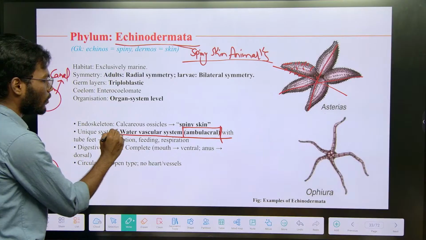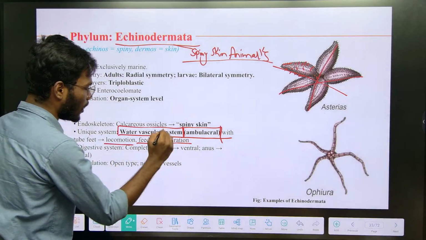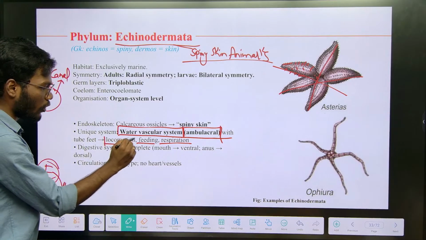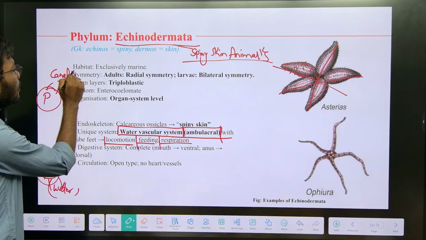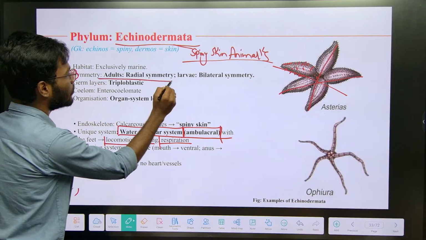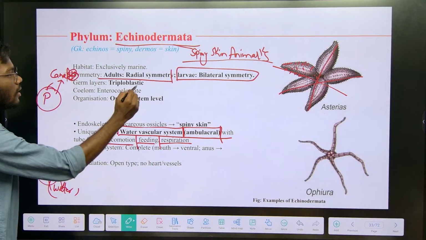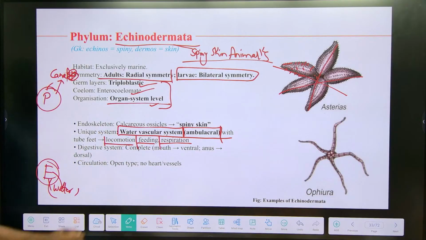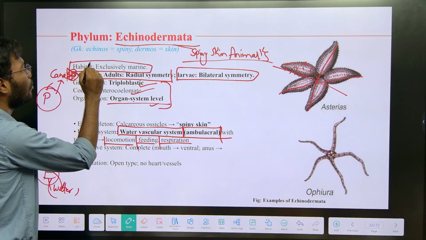For what purpose is this system responsible? Locomotion, feeding, respiration. Remember, this water vascular system is responsible for locomotion, feeding and respiration. And symmetry is also very important. As you know, Echinodermata show radial symmetry in the adult, and the larva has bilateral symmetry. These are very important. Triploblastic, coelomate, organ system level. These are the common features only. The main important thing is symmetry. And habitat is exclusively marine. These are all marine only.